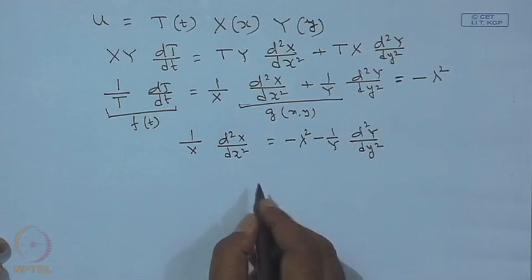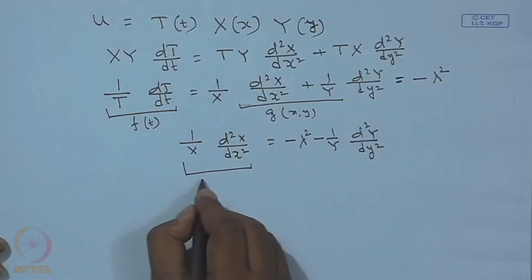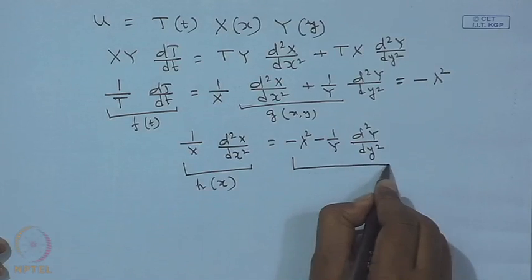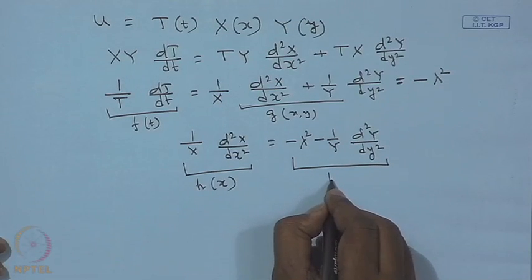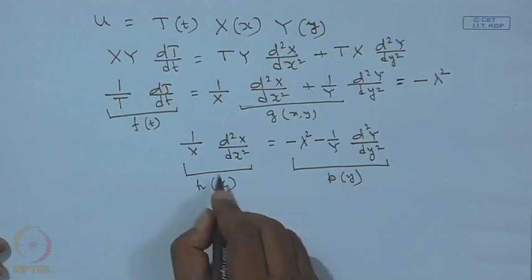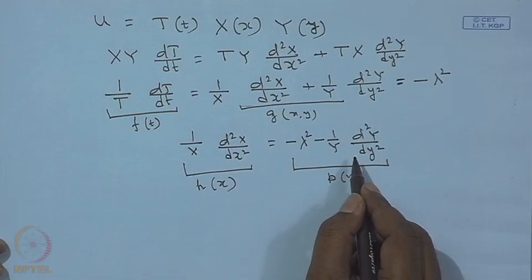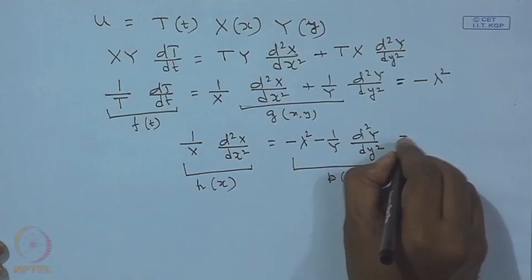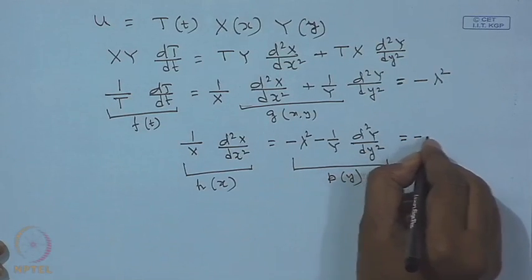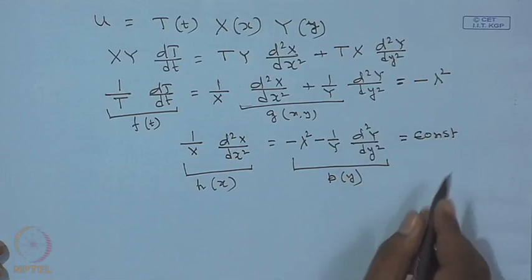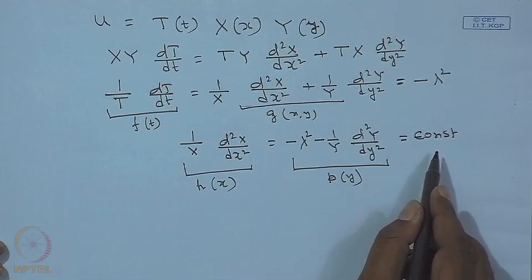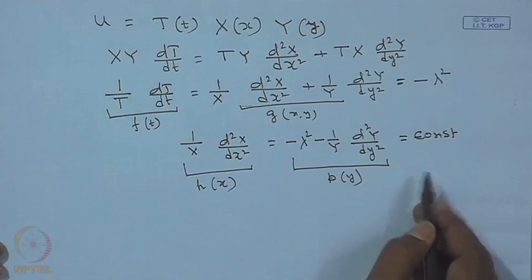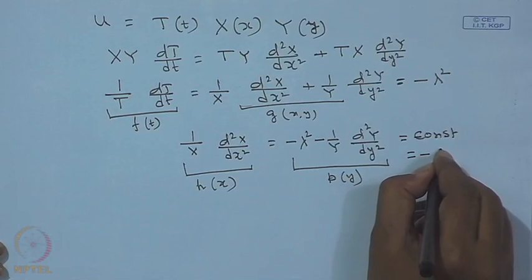Now, the left hand side is a function of x alone, the right hand side is a function of y alone, and they are equal and they will be equal to some constant. Again, this constant can be 0, positive or negative. We have already seen if this constant is 0 or positive, we will be getting a trivial solution. So, this constant is negative. So, this will be minus alpha square.